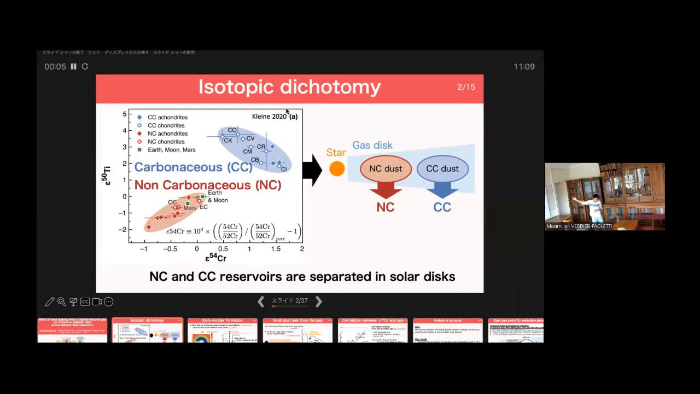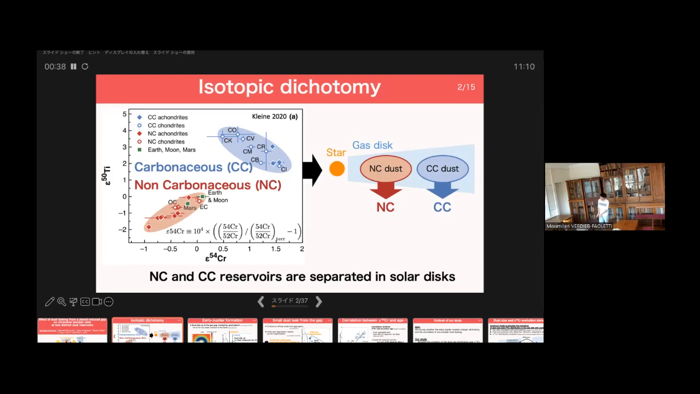This figure shows nucleosynthetic isotopes of chromium in meteorites. This figure shows there are two clear groups in meteorites. The left plot shows a group called non-carbonaceous, NC, and the blue one is called carbonaceous, CC.